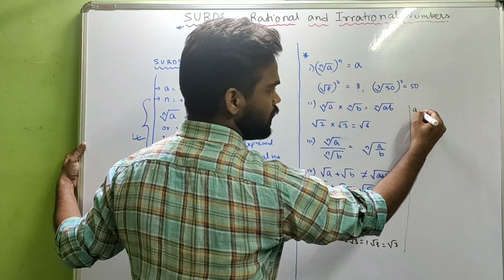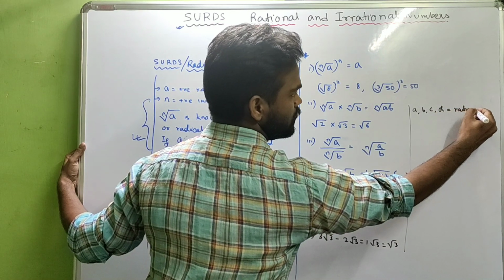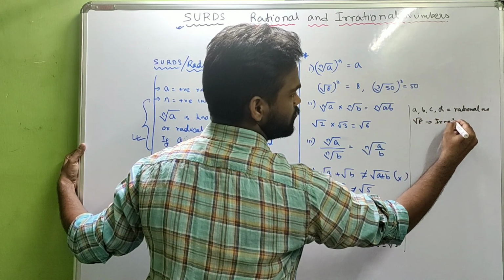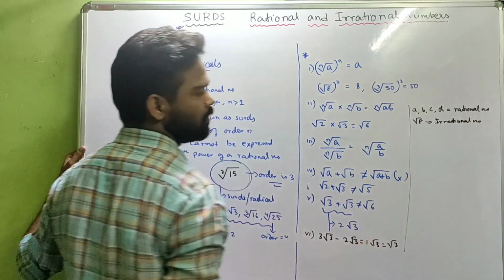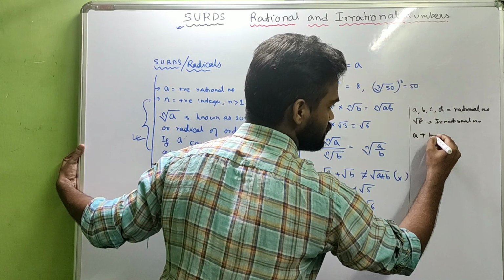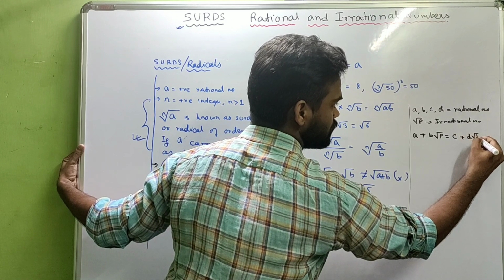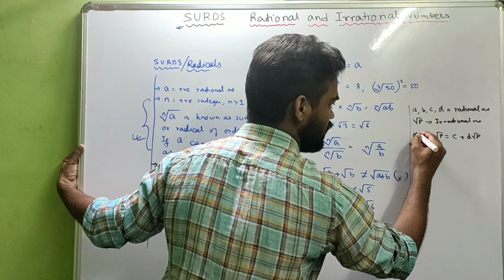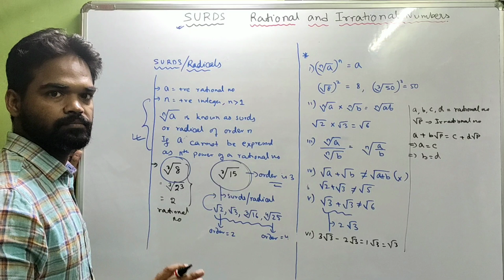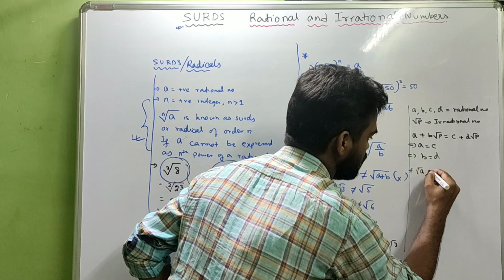Suppose A, B, C, D are all rational numbers, and root P is an irrational number. Then if A plus B root P is equal to C plus D root P, then we can say that A is equal to C and B is equal to D. Clear?